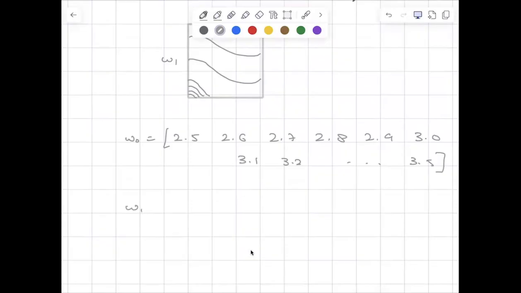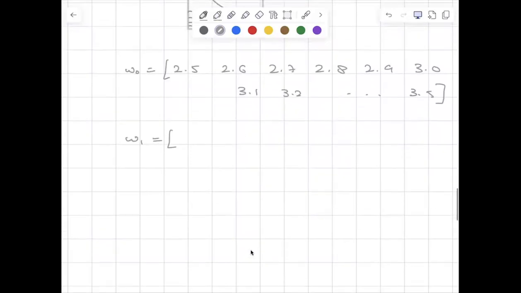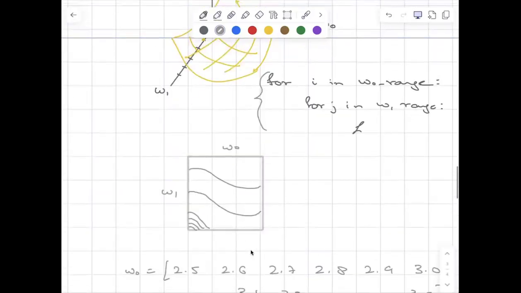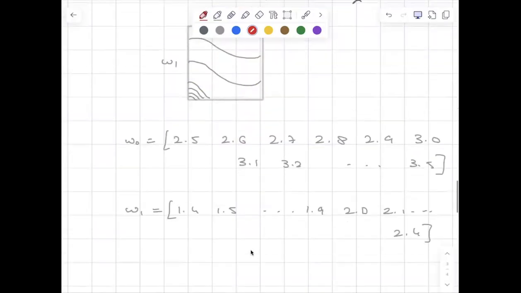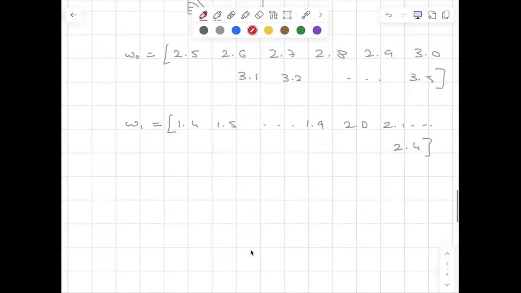And then my W1, I think it was 1.9. So we can do the same thing. Let's say 1.4, 1.5, 1.9, 2.0, 2.1, all the way to 2.4, for example, right? So I have a range of values for W0 and for W1. And what I want to generate is all the combinations of these values, right? That is exactly what meshgrid does.